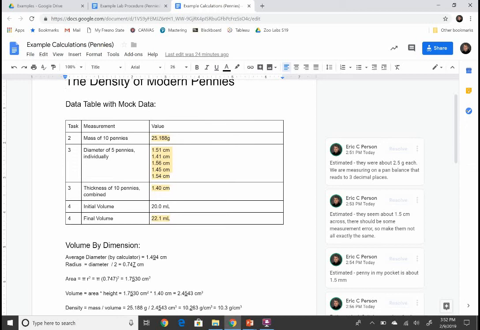For the diameter of the penny, I think they're probably about 1.5 centimeters, just sort of looking at a ruler and thinking about how big a penny is. That's probably about right, but they're probably not going to all be the same. There'll be some measurement uncertainty, and so I made some higher, some lower, but I have 5 measurements made up.